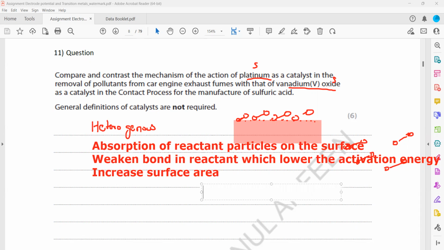So these are the points you will mention: both platinum and vanadium pentoxide are heterogeneous catalysts. And in a heterogeneous catalyst, what will happen? The reactants adsorb on the surface, which weakens the bond, increases the surface area, and lowers the activation energy.